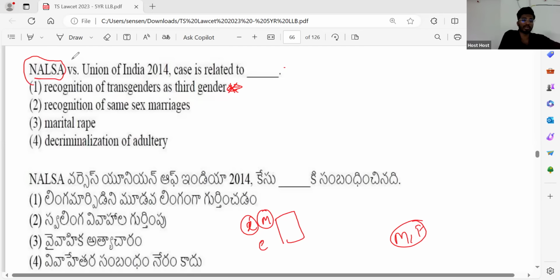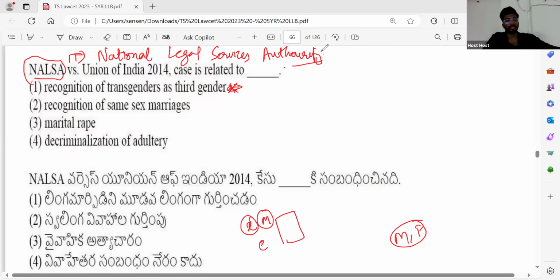What is the full form of NALSA? They will ask in the exam. National Legal Services Authority. Okay, so that is one thing. If you go to the Metropolitan Criminal Court, which is in Nampally, there you will find the District Legal Services Authority, right, at the district level.